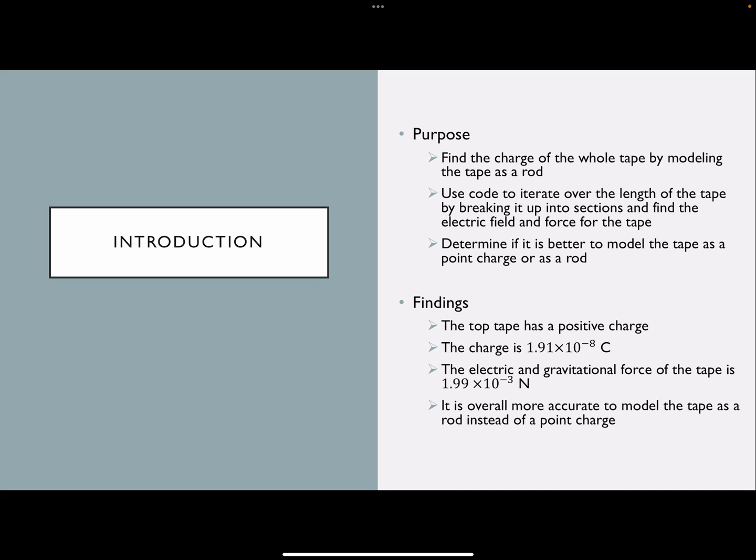And overall, for the findings of this lab, the top tape has a positive charge of 1.91 times 10 to the negative eighth coulombs. The electric and gravitational force of the tape are equivalent in magnitude, and that is 1.99 times 10 to the negative 3 newtons, and it is overall more accurate to model the tape as a rod instead of a point charge.